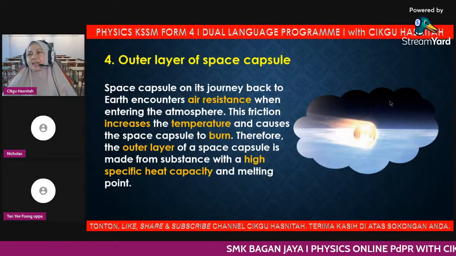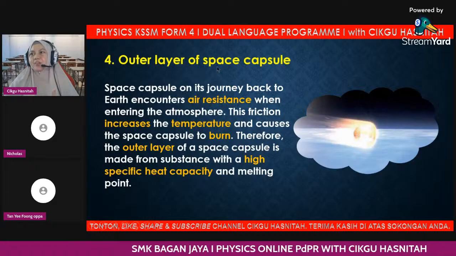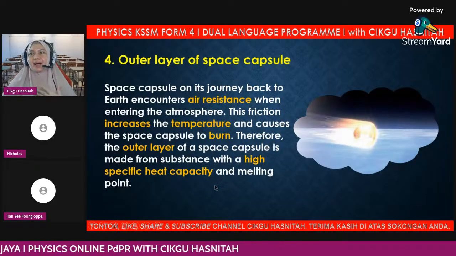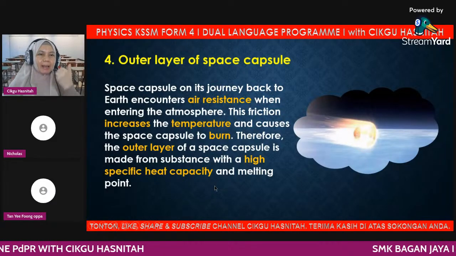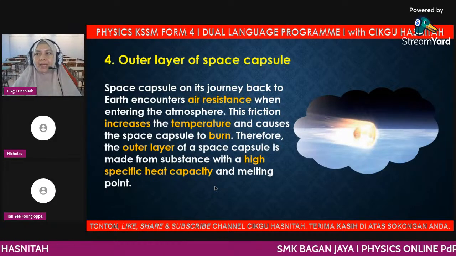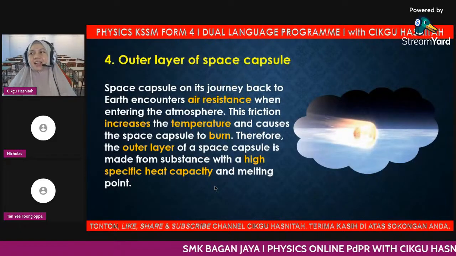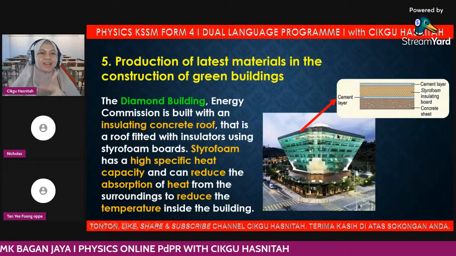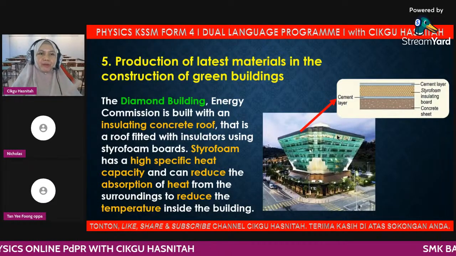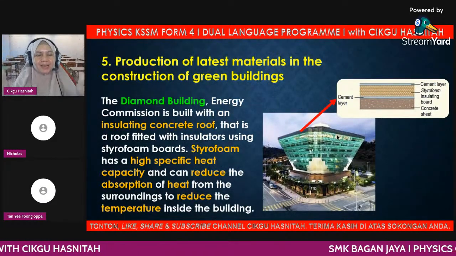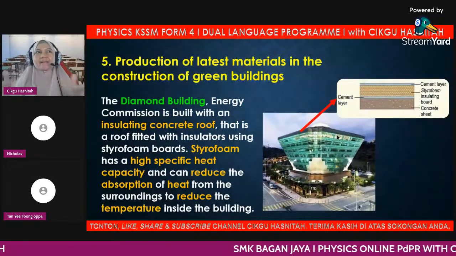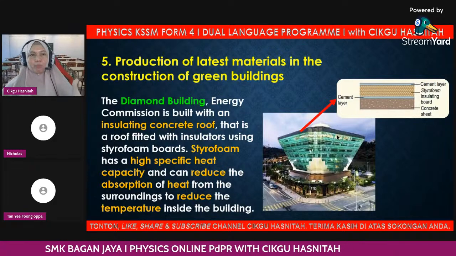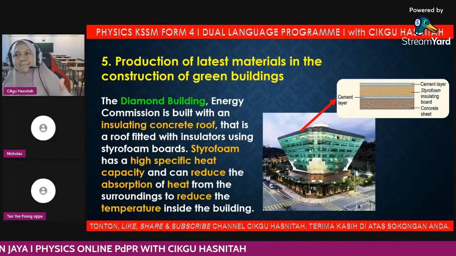So what they do is the outer layer of the space capsule is made from a substance with a very high specific heat capacity plus a very high melting point. Because sometimes in the space capsule there is an astronaut inside. So we want to prevent any injury. So the outside layer must be built from a material of very high specific heat capacity and very high melting point to prevent it from burning.